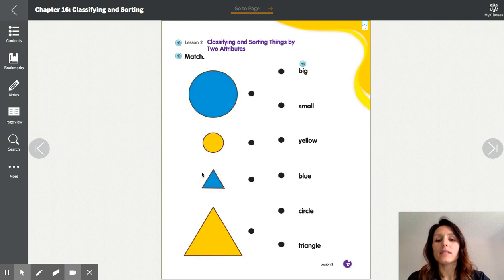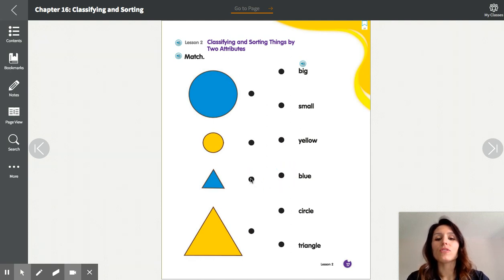Let's keep going. This shape right here, okay, we're going to start at the top. Is it big or small? Good, it's small, so draw a line from here to here. Is it yellow or blue? Good, it is blue. So here to here. Again, that was an easy one.